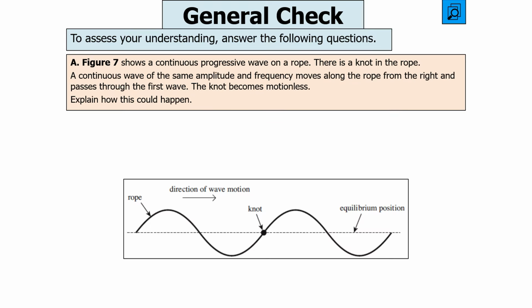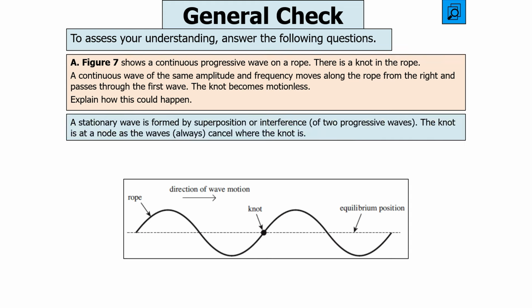Now, a continuous wave of the same amplitude and frequency moves along the rope from the right and passes through the first wave. The knot becomes motionless. Explain how this could happen. So pause the video now, then unpause the video when you want to go through your answer. Well, a stationary wave will have been formed by superposition or interference of the 2 coherent progressive waves.